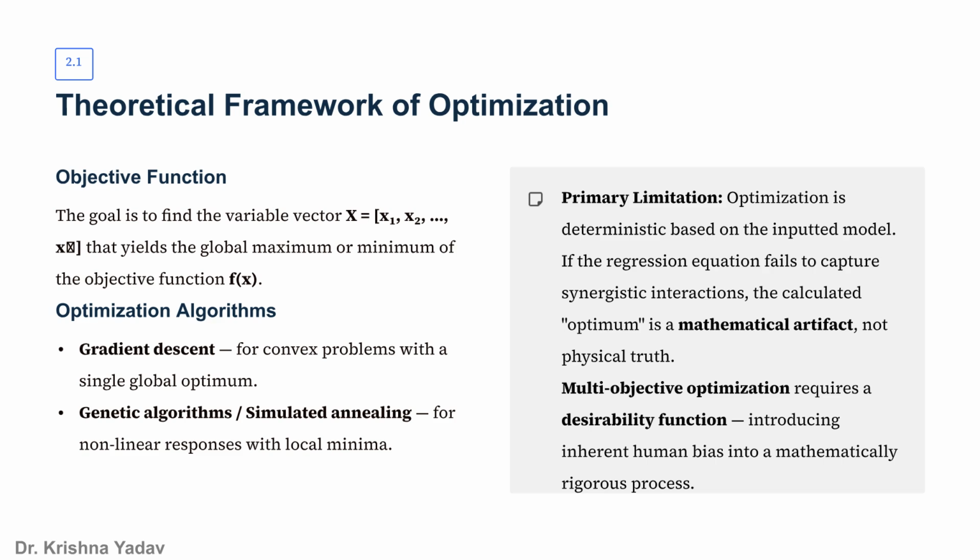The theoretical framework of optimization involves the objective function, seeking the global maximum or minimum of f(x) by finding the variable vector x. Optimization algorithms include gradient descent for convex problems and genetic algorithms for nonlinear responses. A primary limitation is that results can be mathematical artifacts if the model is poor.